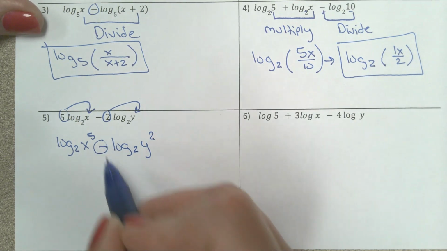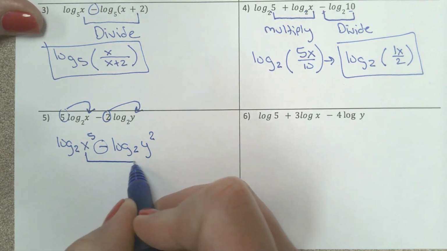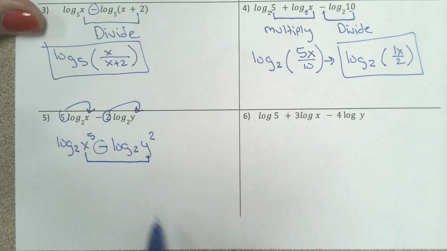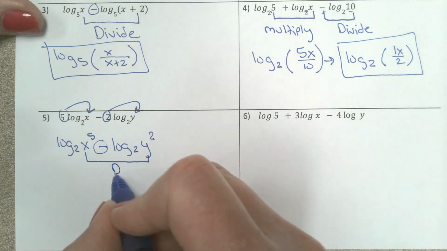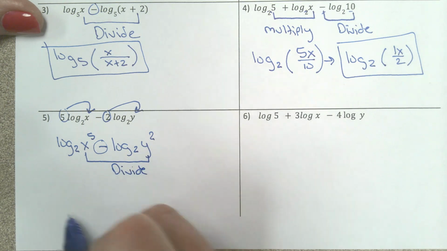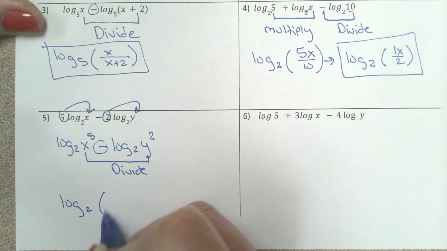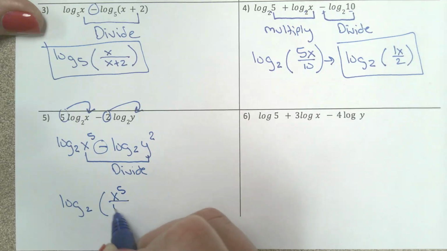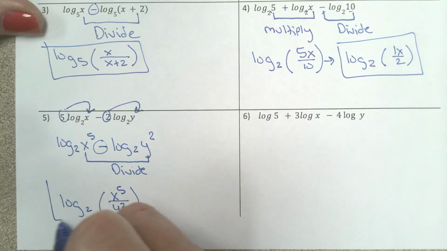Now, I still have subtraction, so that means that I need to condense one more time. Subtraction condenses by division. So I have log base 2 of x to the 5th over y to the 2nd.